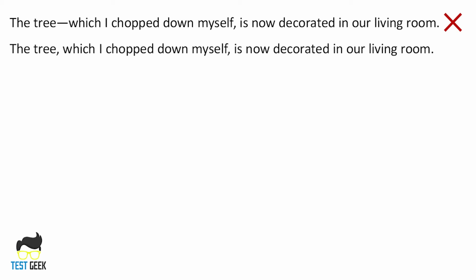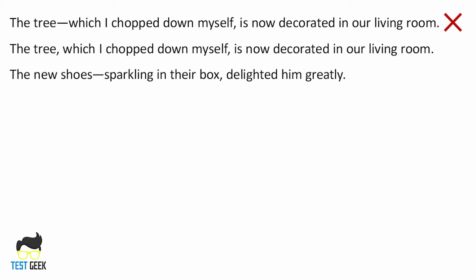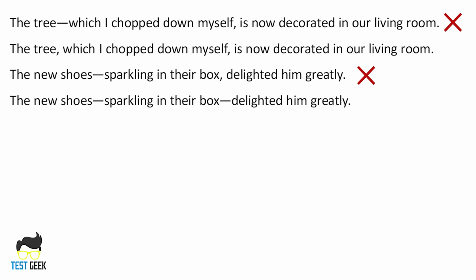All right, our next example: "The new shoes, sparkling in their box, delighted him greatly." Again, we have an issue, right? We have one side of the dependent clause that has an em dash and one side that has a comma. So we're going to fix this by replacing that comma with another dash. And this looks just fine.